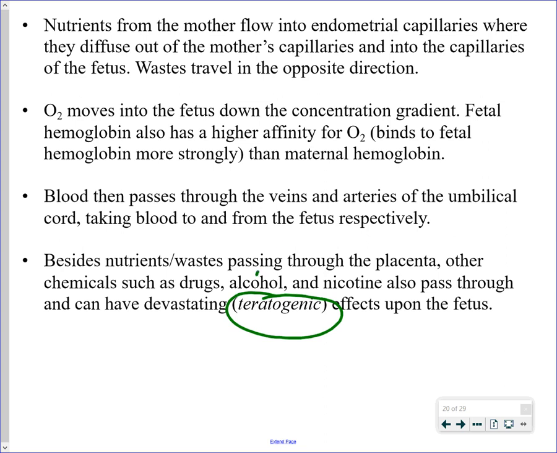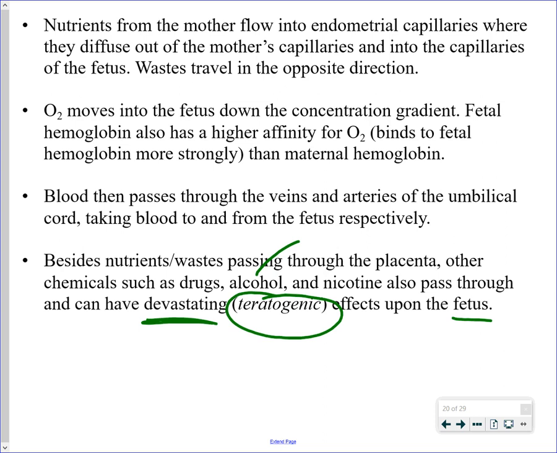So drugs and, yes, alcohol and nicotine pass through and quite often have devastating effects on the development of the embryo in particular. Here I have the fetus, but most definitely the embryo even more so than the fetus. So these have what we call teratogenic effects, and these are referred to as teratogens. A teratogen is something that would pass through the placenta from the mother to the embryo and the fetus that can have detrimental effects on the eventual development.